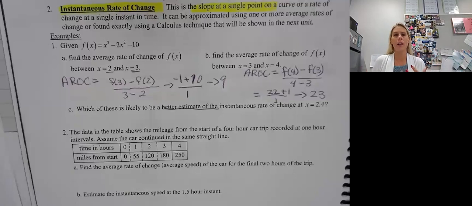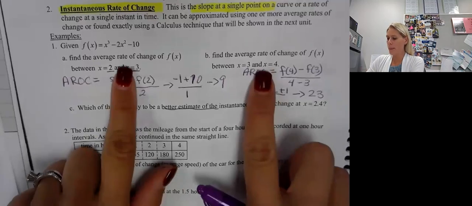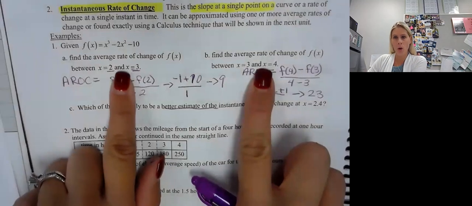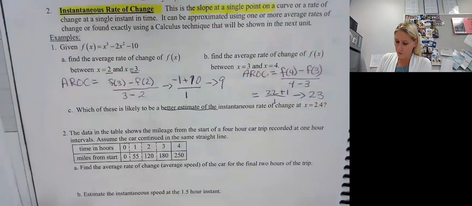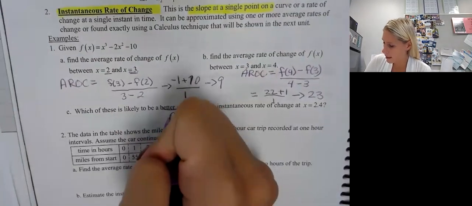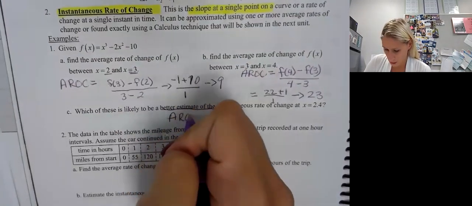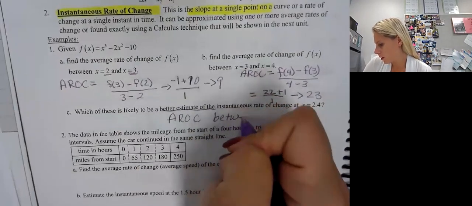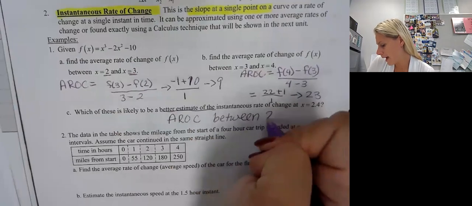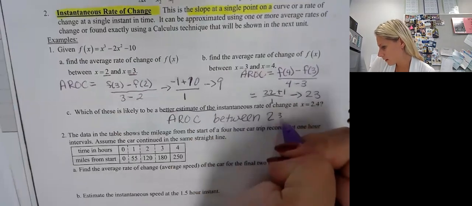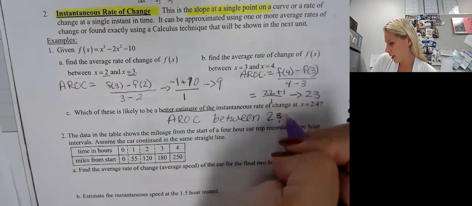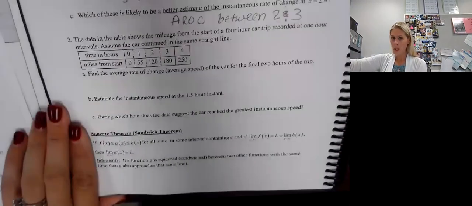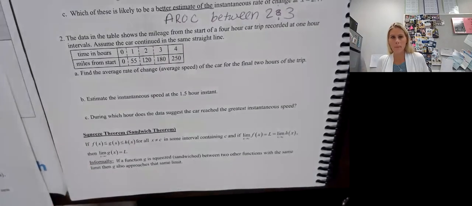Look at your x values. Which of these pairs would give us a closer slope to 2.4? Hopefully you said it was the average rate of change between 2 and 3. Okay, that gives us an estimate. Oops, I did my inequality symbol backwards. Great. Okay. All right, let's do some other work here.